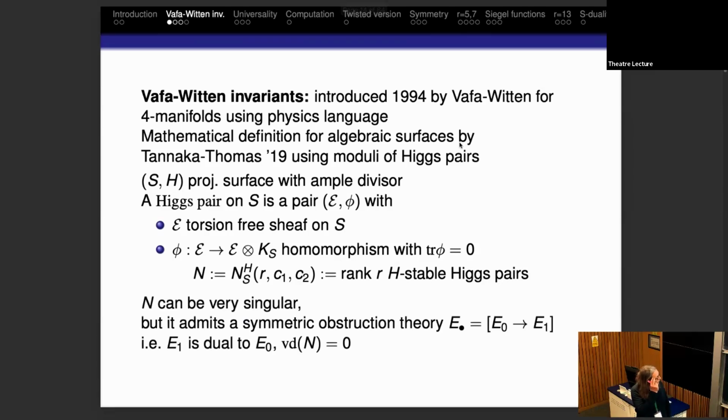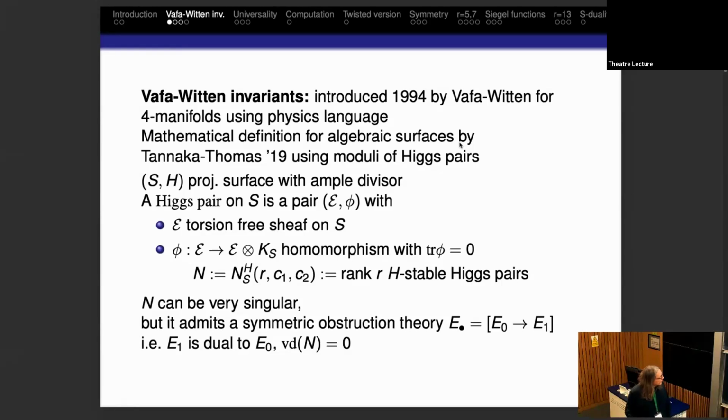So this moduli space again can be very singular, but it admits also an obstruction theory, which now is even symmetric, which means that we have this pair of vector bundles giving the obstruction theory, but now E1 is the dual vector bundle to E0. In particular, it follows that the virtual dimension of the moduli space is 0.